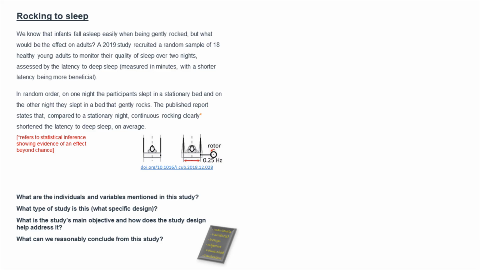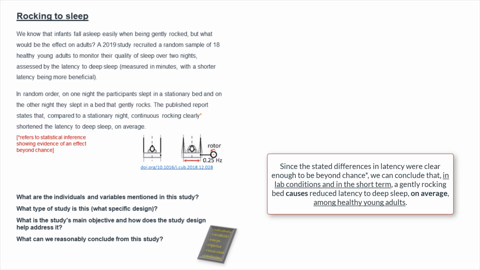So what we know is that in lab conditions, in the short term, healthy young adults get to deep sleep faster with the rocking bed than with the stationary bed on average. So that does not also mean that something similar would be found for people who might need a sleeping aid, like, for example, people with insomnia or other sleeping issues.